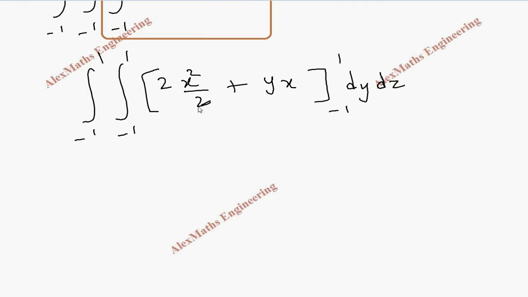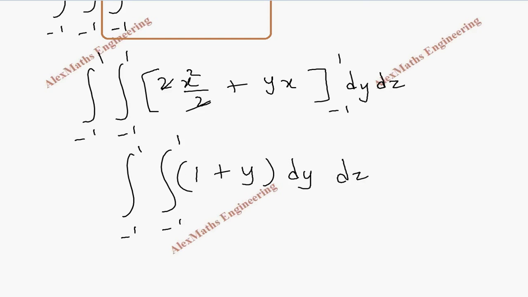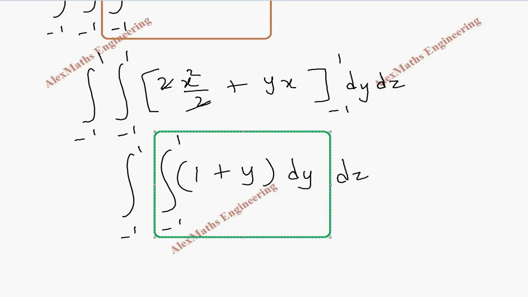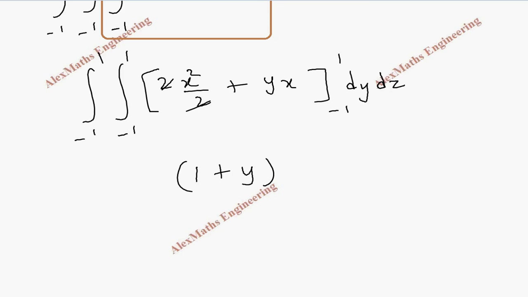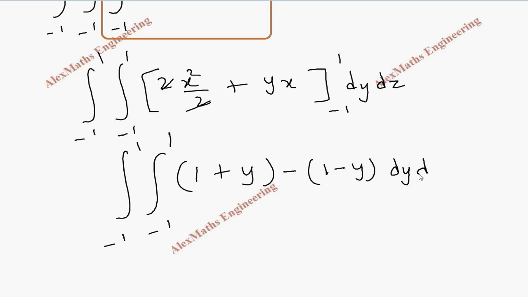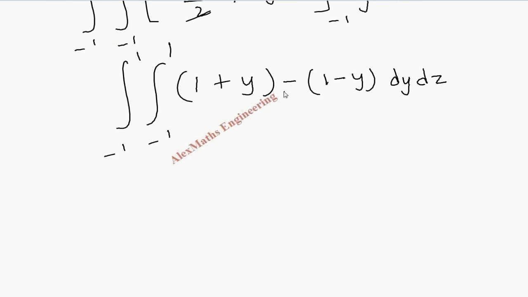When I put x as 1 here, this will become 1 plus y. So this we have to integrate with respect to y as the next part, and the rest of the terms are as they are. So we are going to integrate this with respect to y, and we have to substitute the lower limit also. Once again, minus, when I put the lower limit, minus 1 whole square, which is 1, and when I put minus 1, this is minus y. So we have minus 1 to 1 and minus 1 to 1, dy dz. Now after subtraction, 1 gets cancelled, we get 2y. So 2y, integral minus 1 to 1, integral minus 1 to 1, dy and dz.